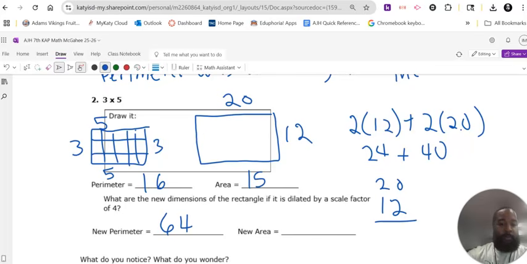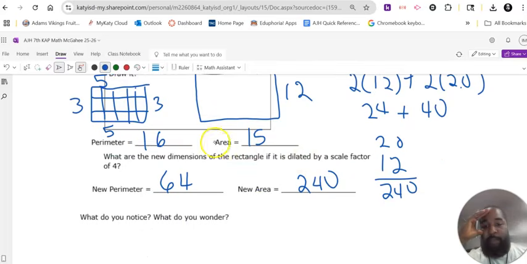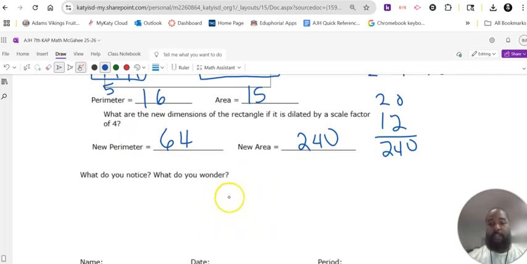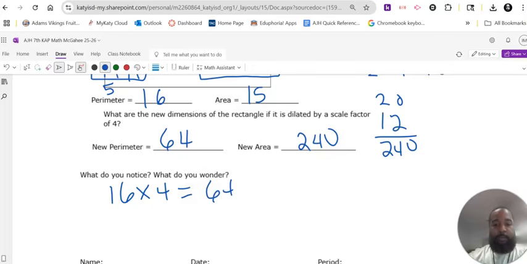would be 240. Okay? So this time what happened? We went from 16 times 4 to get to 64. Okay? So I'm going to write that. 16 multiplied by 4 equals 64.